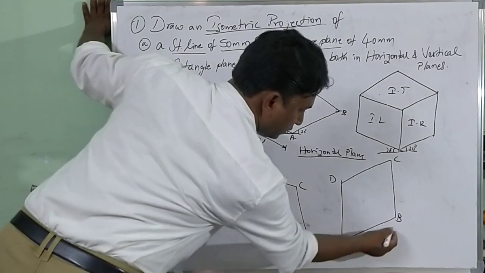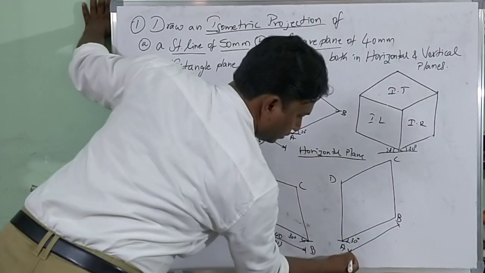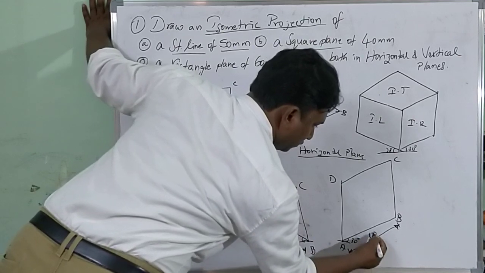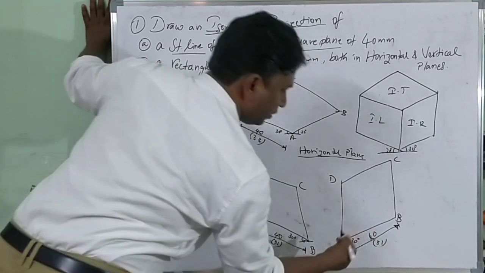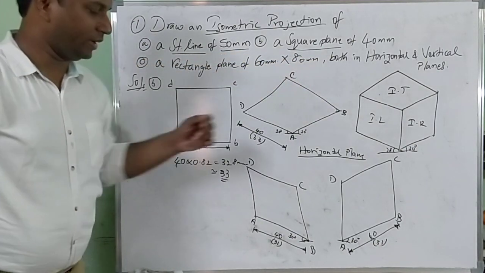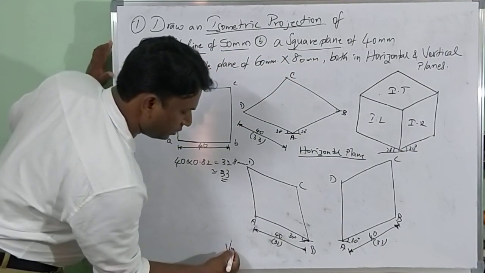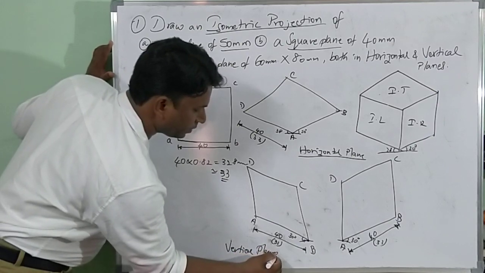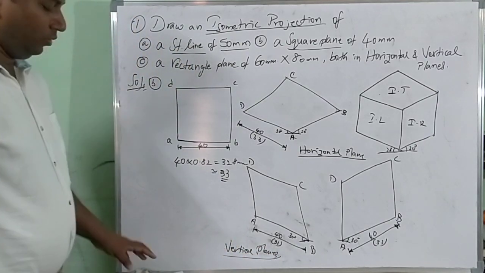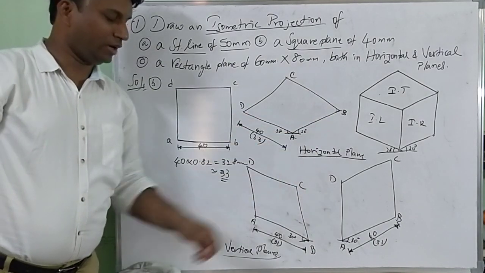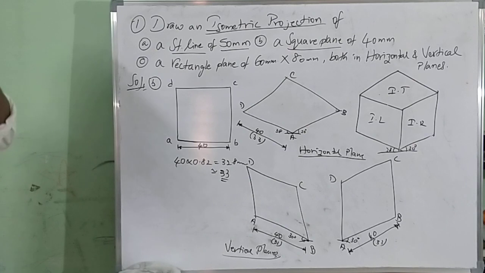Dimension: actually it is 40, but I have drawn with the 33 factor. Right, with respect to vertical planes, you just write here: with respect to vertical plane. With respect to vertical we have two, nothing but iso left and iso right. Hope you all understand. See, it's very simple.